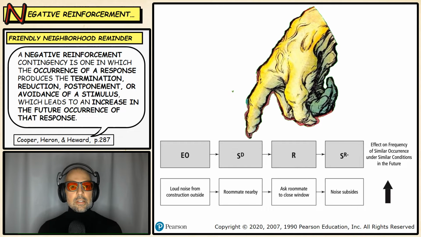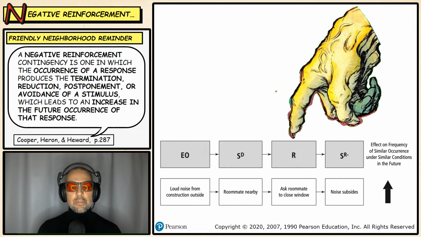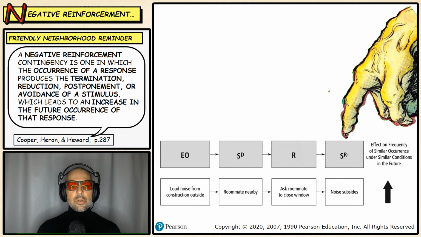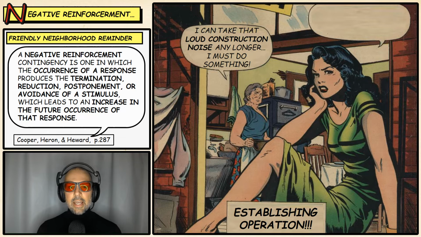Then we have the response. The response is the behavior that produces reinforcement, and then that is followed by the reinforcer. And in this case, the reinforcer is the termination, the taking away of, the negating of the event that served as the establishing operation. So the establishing operation is a stimulus or an event where escape would be reinforcing, and the reinforcer is the actual termination or escape from that establishing operation. All right, so let's take a look at an example of this that might occur in the real world.